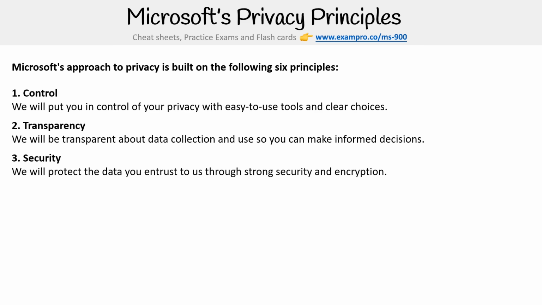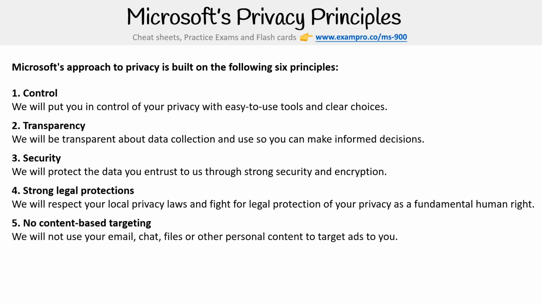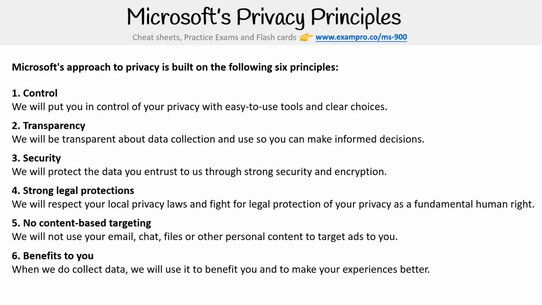The third is security. We will protect the data you entrust to us through strong security and encryption. The next one is strong legal protections. We will respect your local privacy laws and fight for legal protection of your privacy as a fundamental human right. The fifth principle is no content-based targeting. We will not use your email, chat, files, or other personal content to target ads to you. And the last principle is benefits to you. Microsoft states when we do collect data, we will use it to benefit you and to make your experiences better. So those are Microsoft's 6 privacy principles, briefly summarized.